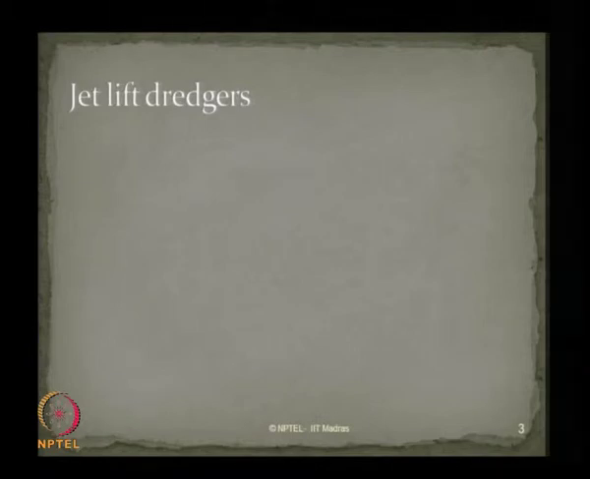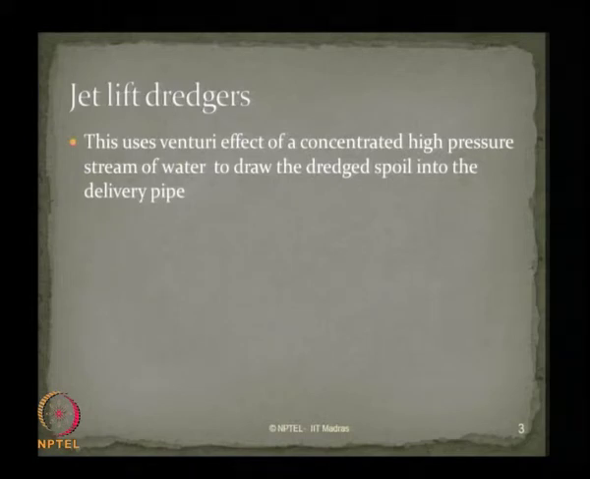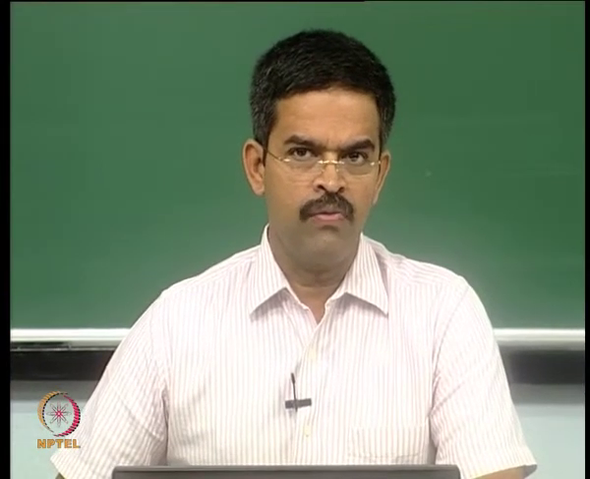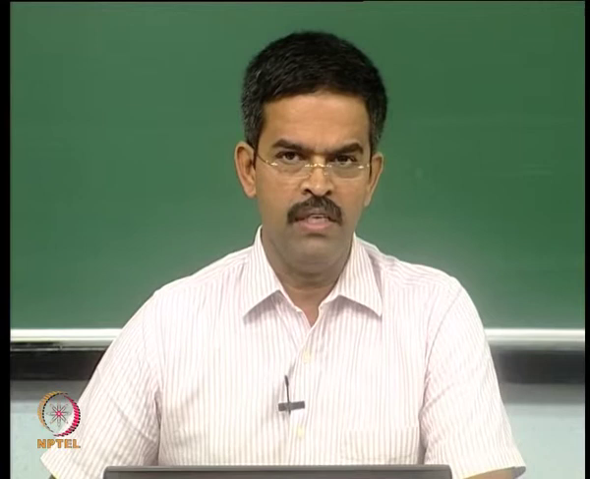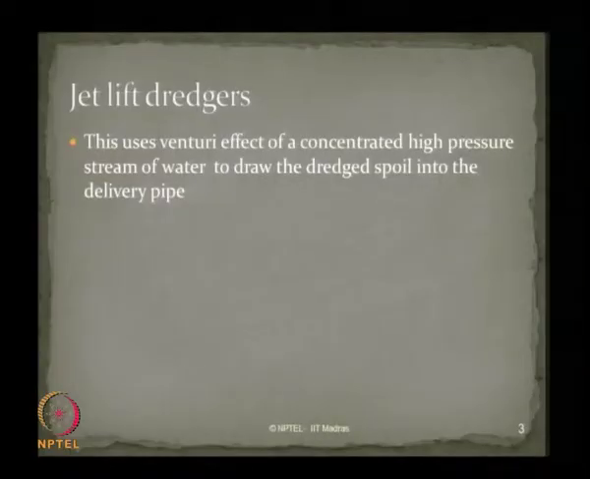If you look at the jet lift dredgers, these dredgers use the Venturi effect of a high concentrated pressure stream of water to draw the dredged spoil into the delivery pipe. As you understood in the last lecture, it is essential that the dredged spoil should first be loosened from its source at site and then it should be sucked or transported through a pneumatic system. In a jet lift dredger system, a high concentrated pressure stream of water is used to draw the dredged spoil from the settled spot into the delivery pipe.